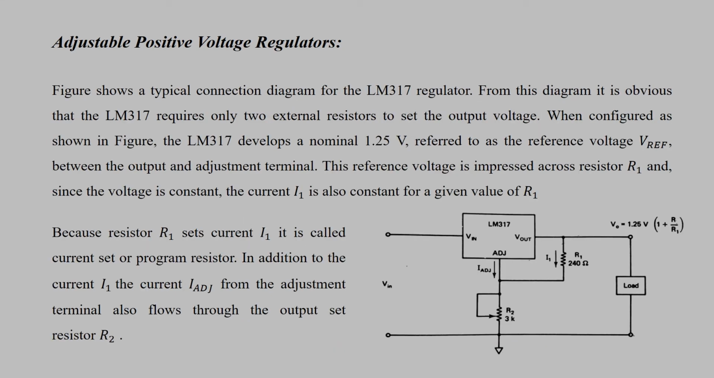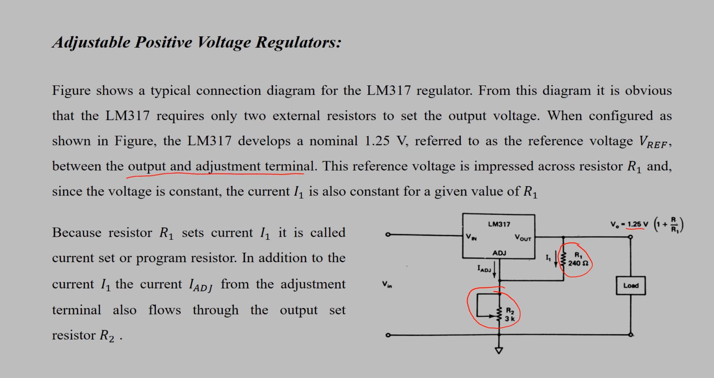The figure shows a typical connection diagram of LM317, and it is obvious from here that it requires two external resistors to set the output voltage. The resistors are R1 and R2. When configured, it develops a nominal 1.25 volt reference voltage between the output and the adjustment terminal.